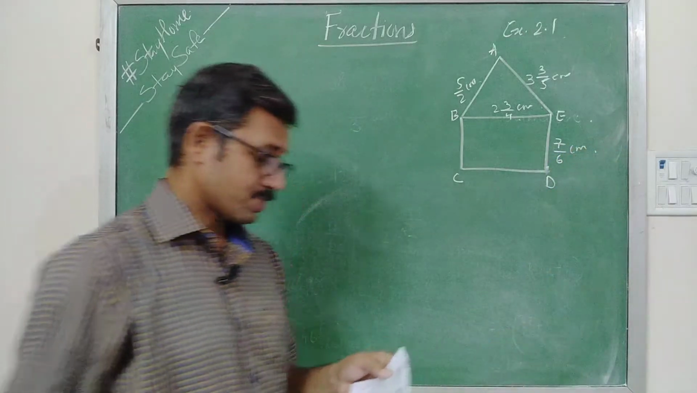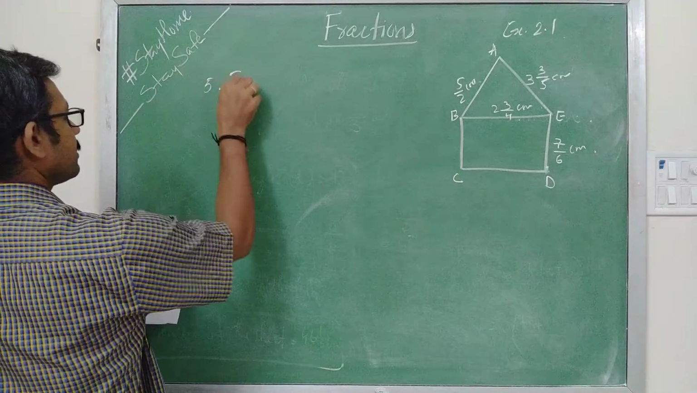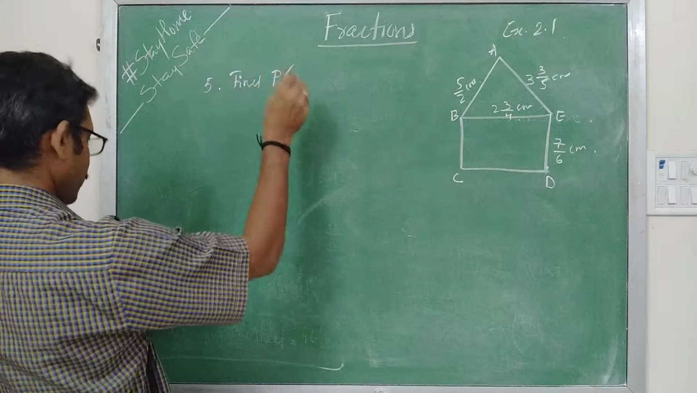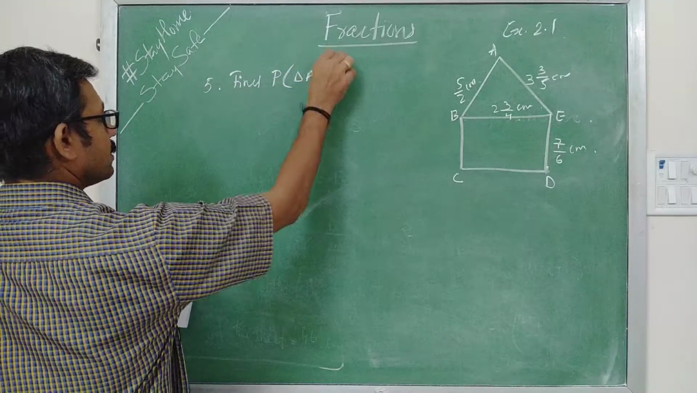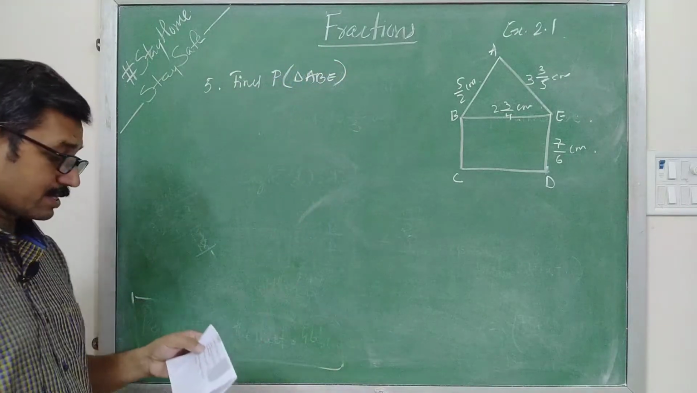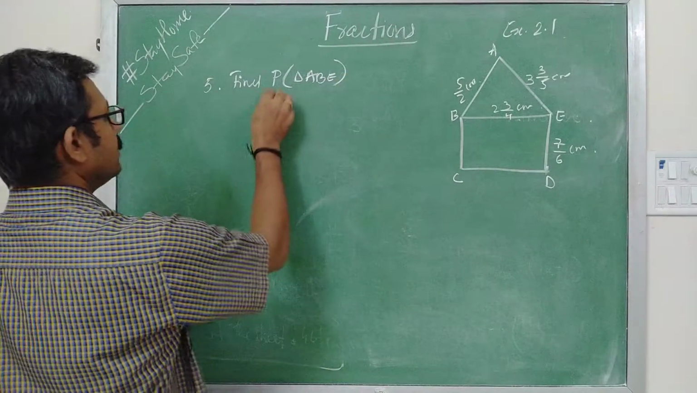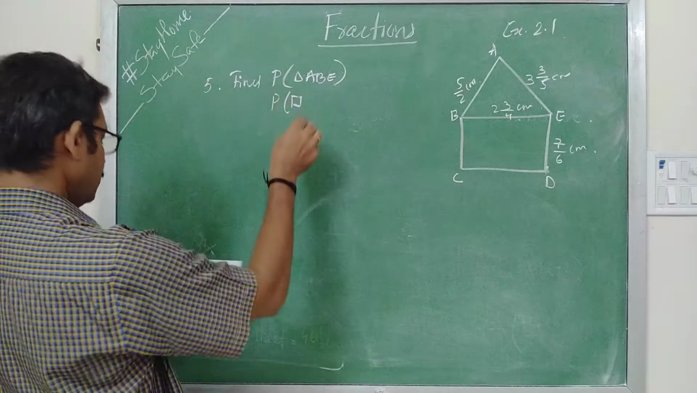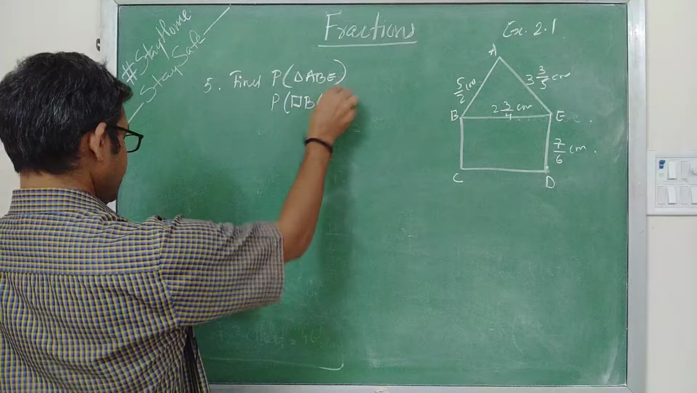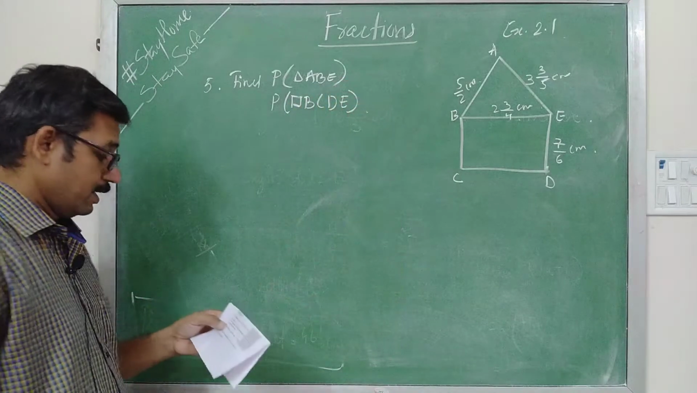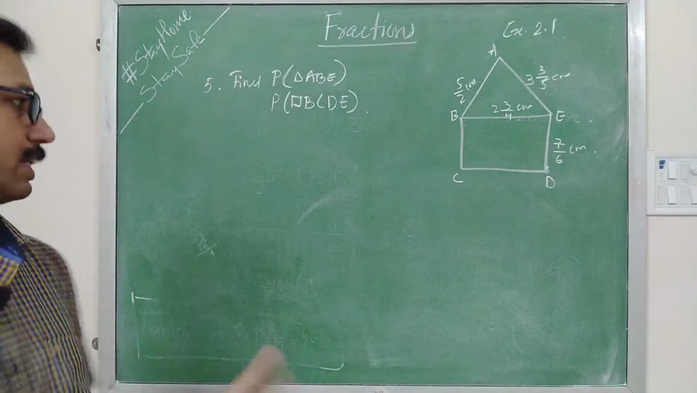Now what is the question? We have to find the perimeter of triangle ABE. Next, we have to find the perimeter of rectangle BCDE. Now whose perimeter is greater? We have to compare it.